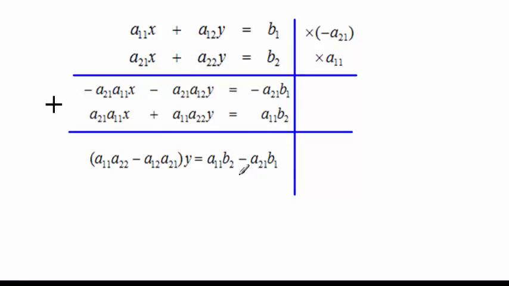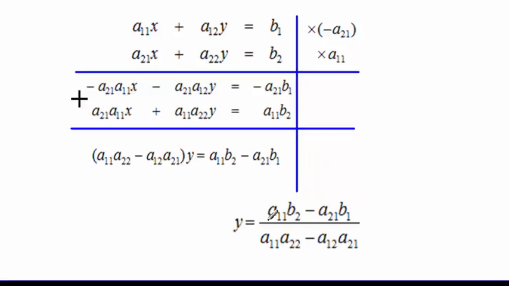And then again here, we're back to our old equation, 2 times dash equals 8, which we know we'll solve by dividing both sides by 8 once we have learned manipulating algebraic expressions. Then this lends us that Y is equal to A11 by B2 minus A21 by B1 over this denominator.